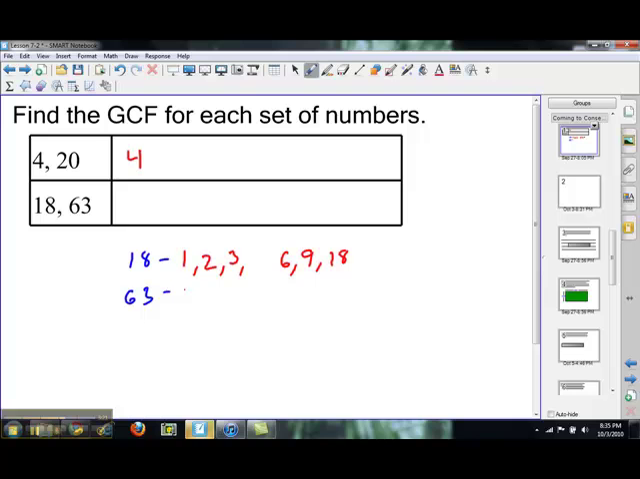Let's try 63. 1 and 63, because 1 times 63 does equal 63. I won't use 2 because it's not an even number. I think 3 will go in because 3 goes into 6 two times and into 3 one time. So let's try 3 times, yes, 3 times 21 equals 63.